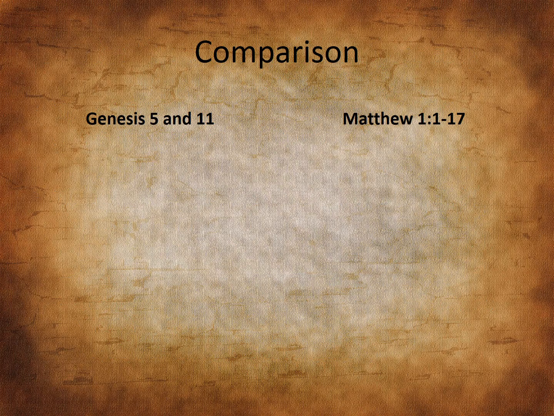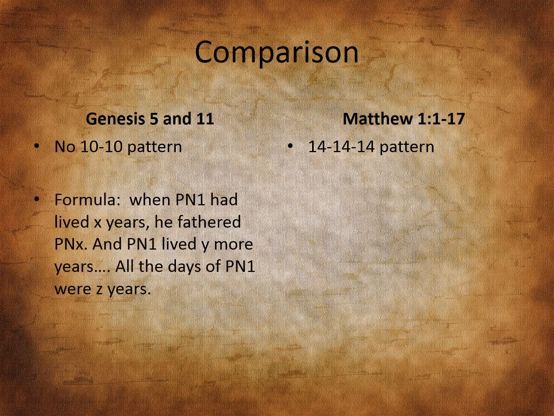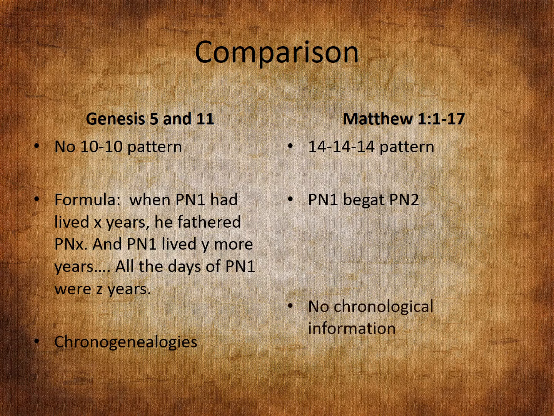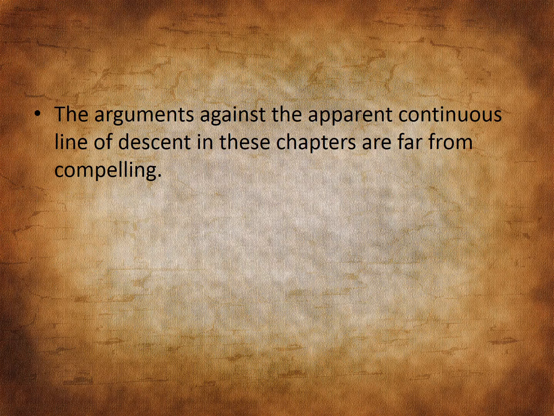Comparing the genealogies in Genesis with Matthew 1, we find that no 10-10 pattern exists in Genesis that might correspond with the 14-14-14 pattern in Matthew. The formula in Genesis is much more complex than the simple patriarch number 1 begat patriarch number 2 in Matthew. Genesis contains chronological information which is not found in Matthew. The arguments against the apparent continuous line of descent in these chapters are far from compelling.